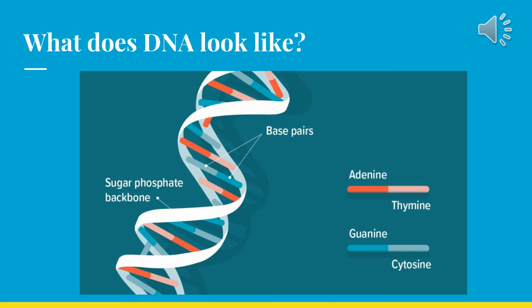If all 46 human chromosomes from a cell were uncoiled and placed end to end, they would make a string of DNA that is 2 meters long and only 2 nanometers, yes, that's 2 billionths of a meter, wide.